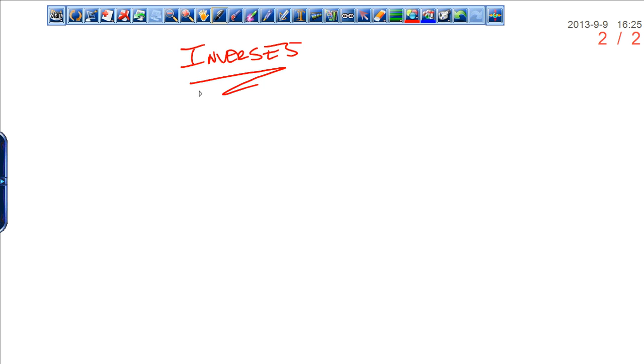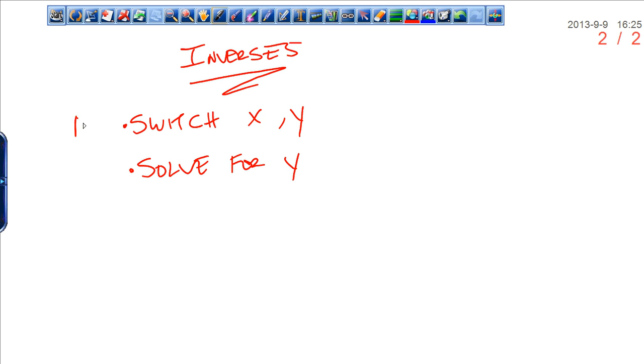Basically, an inverse is just we're going to switch x and y. That's the main thing we're looking for. When we're solving equations and trying to look for the inverse, we actually want to switch x and y, and then we'll solve for that new y. So that's the biggest thing. If I could tell you one thing as far as inverses go, that's pretty much it.